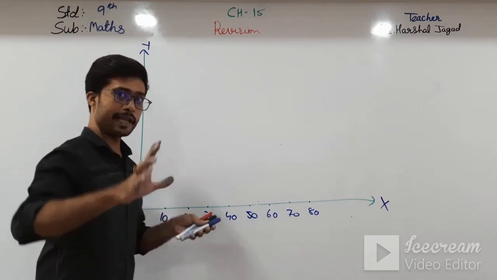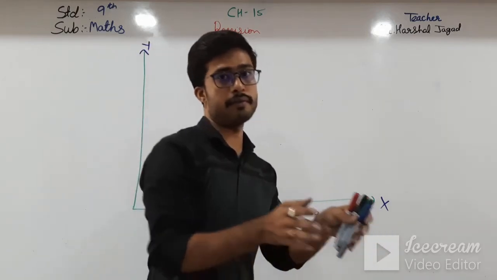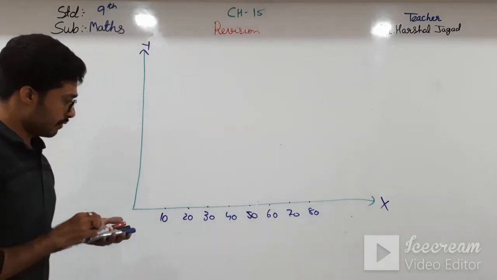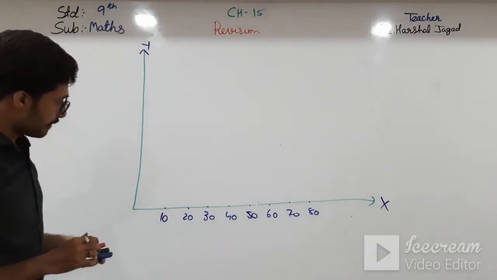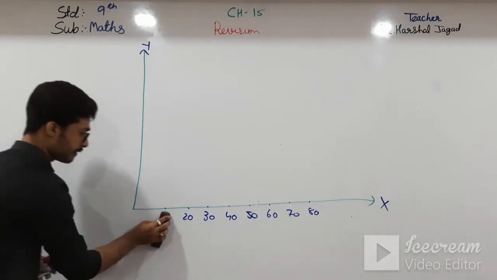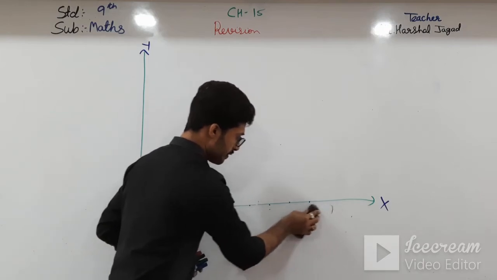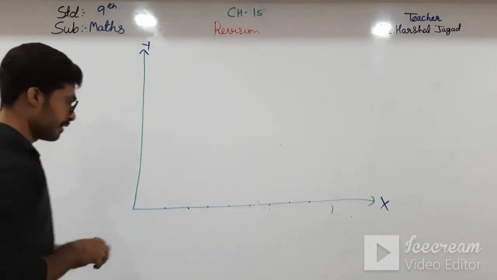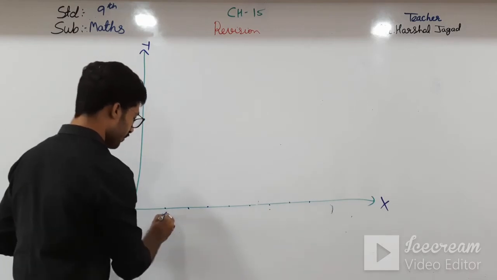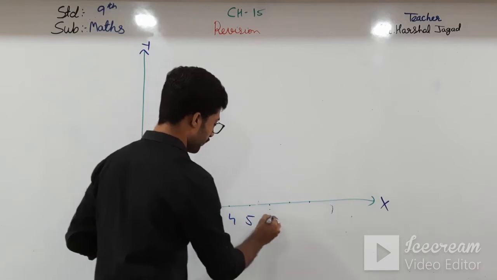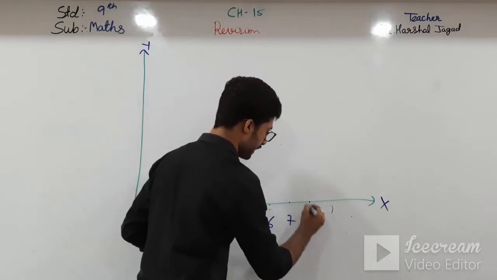So I am taking another type of example from which you can understand how to draw the graph. I think I have written this. Let me rub it and write it again. Here, 1, 2, 3, 4, 5, 6, 7, 8.